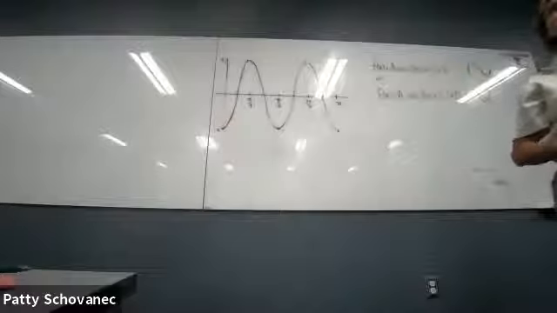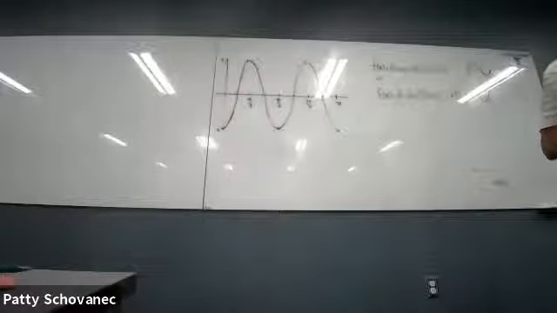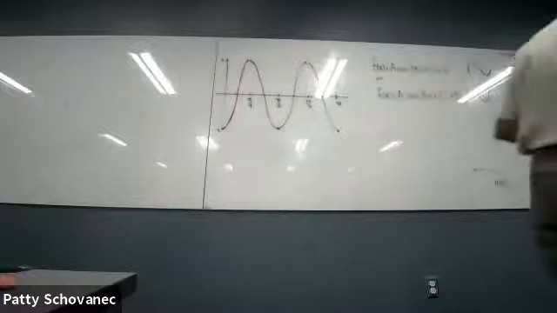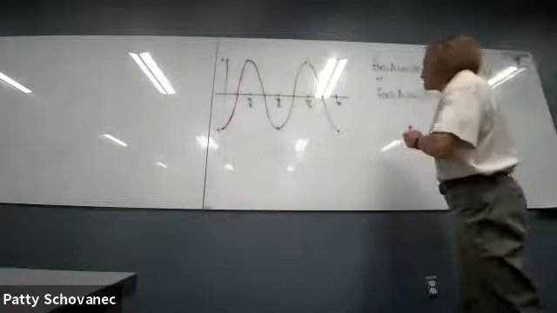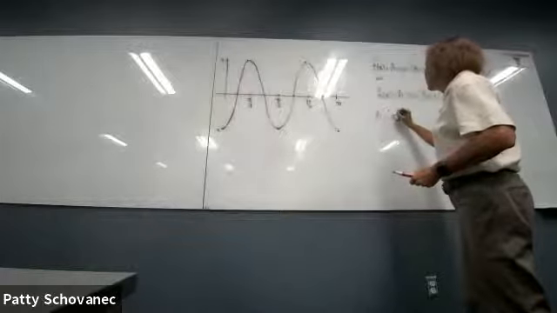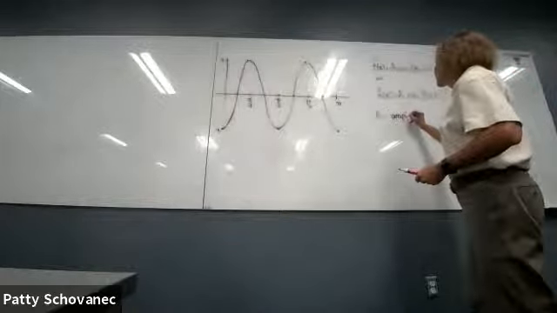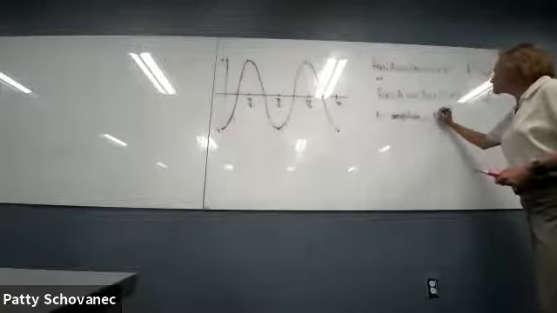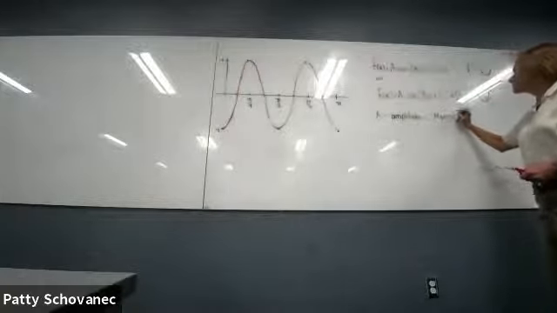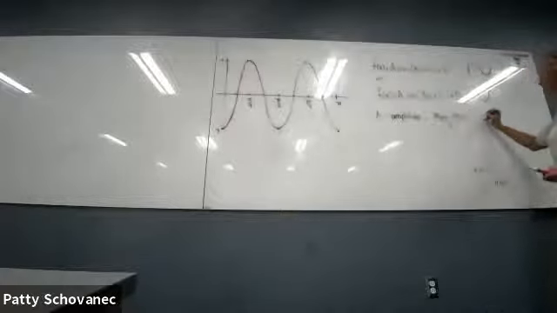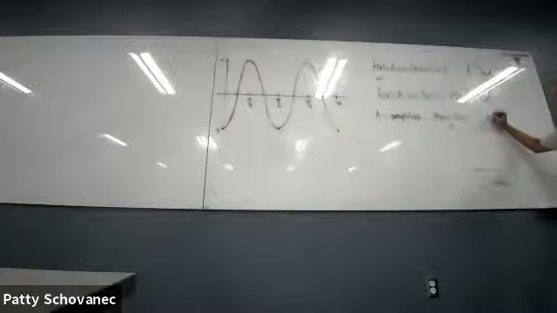So how do we make the graph upside down? Which letter? A. If A is positive, it's right side up. If A is negative, it's upside down. So that number A was the amplitude. And typically the amplitude is max minus min divided by 2. And if A is negative, then you flip it.